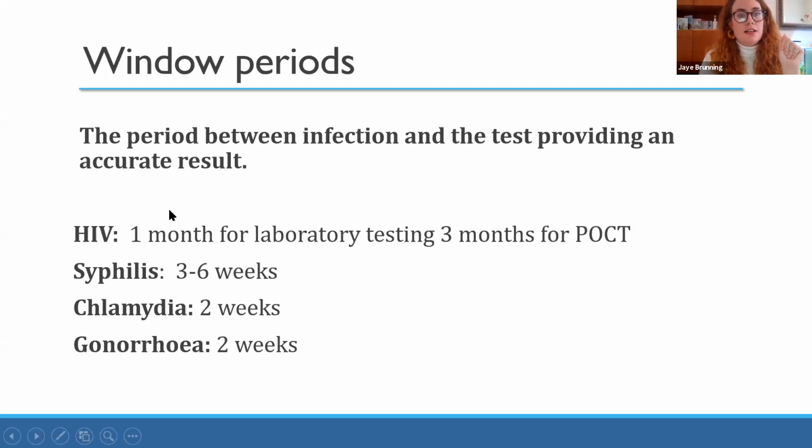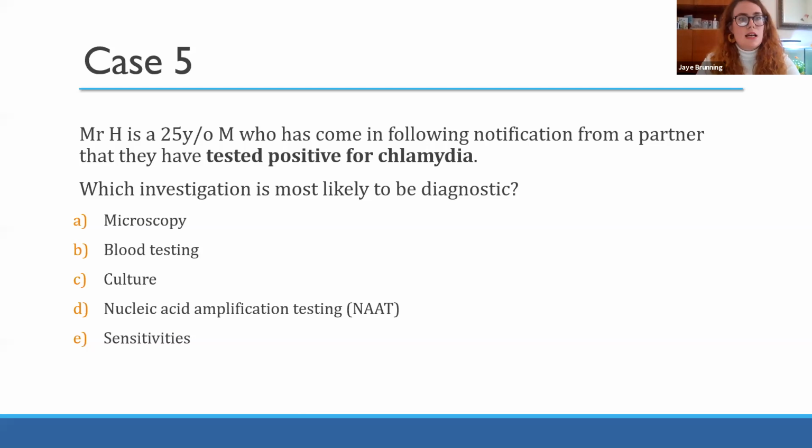And just for confusing's sake, even though it does say 1 month for laboratory testing, they generally recommend that patients who think they might have caught HIV come back at 3 months as well, just to make sure that it definitely isn't there, as these 4th generation assays are quite new, and they want to make sure that patients aren't going around undiagnosed with HIV and unaware of it. For syphilis, this period is 3 to 6 weeks, and for chlamydia and gonorrhoeae, it is 2 weeks each.